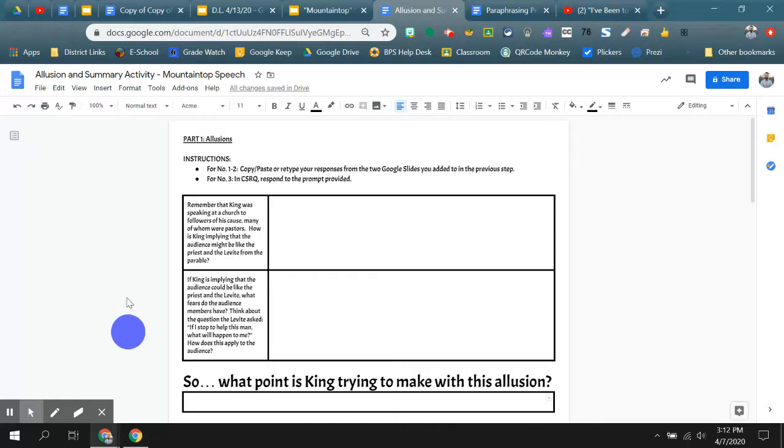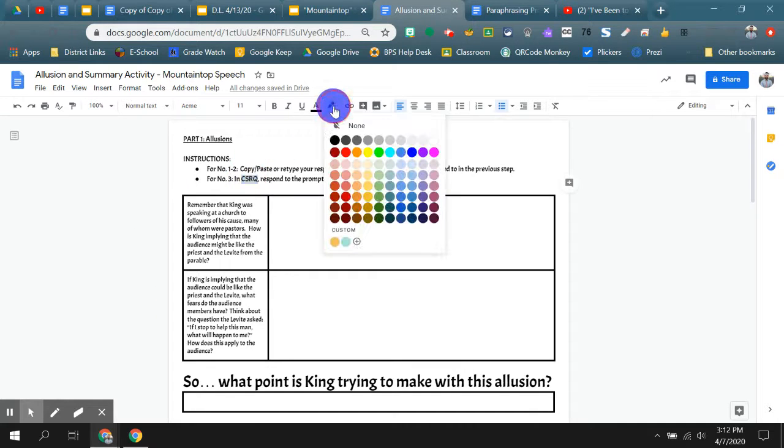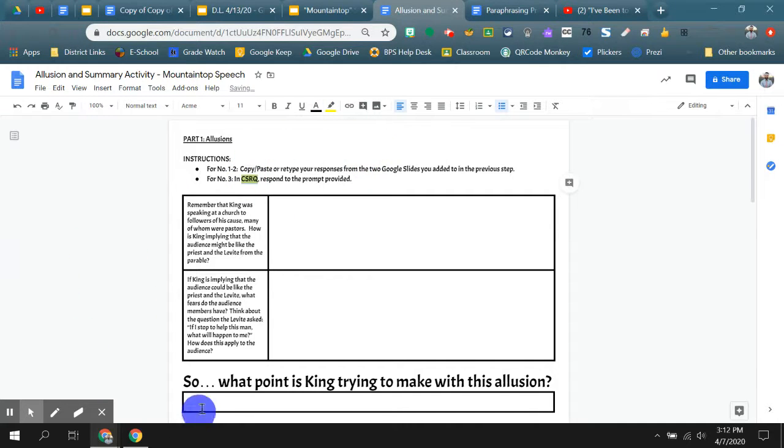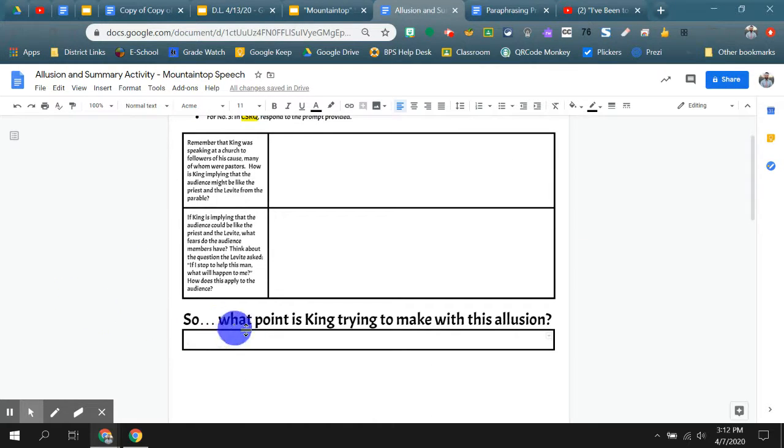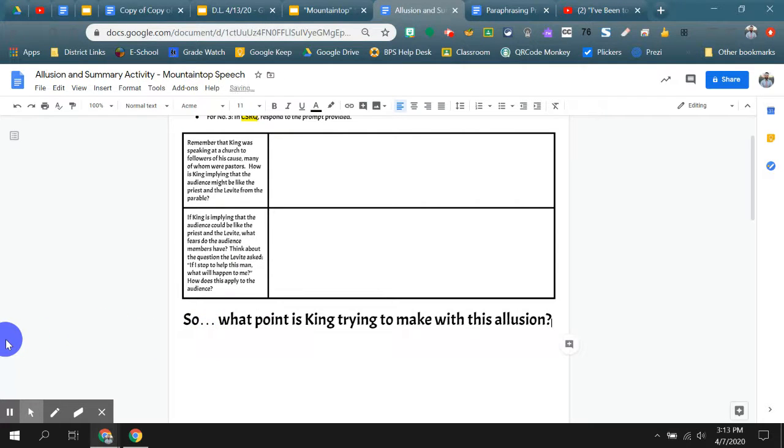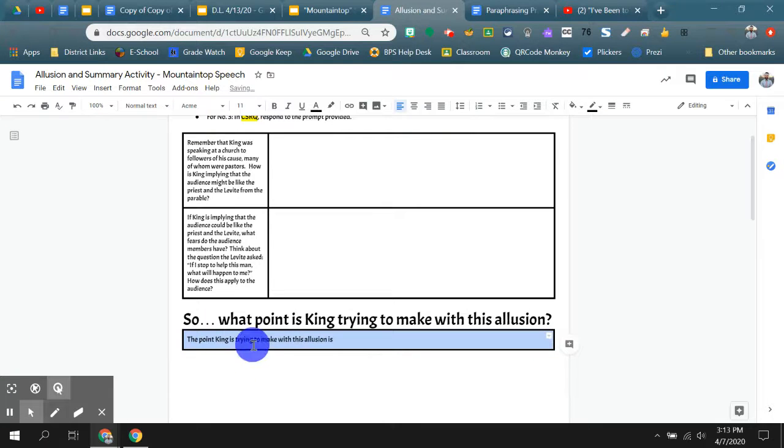Now be sure, and I'm going to go ahead and highlight this in yellow, to answer this question in CSRQ. And it's really easy to do that, guys. All you've got to do is look at the question, what point is King trying to make with this allusion, and just take out the question word and replace it with "the." So you could start it out with something like, the point King is trying to make with this allusion is, and then give me your answer, your response. I'm not looking for anything more than 2-3 sentences there.